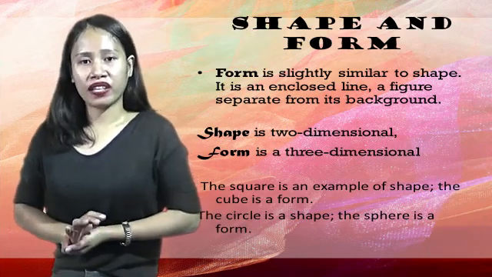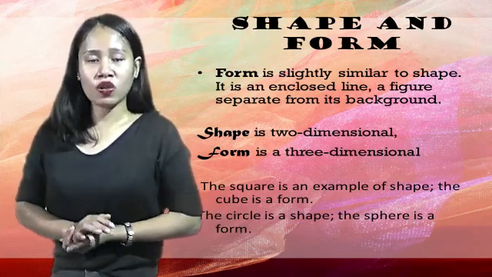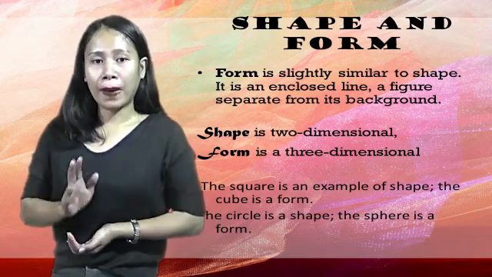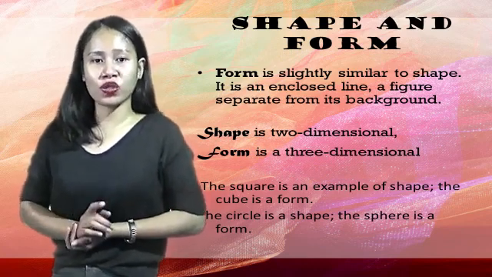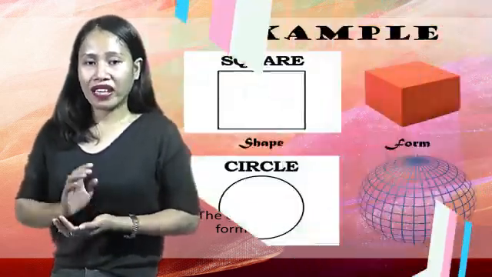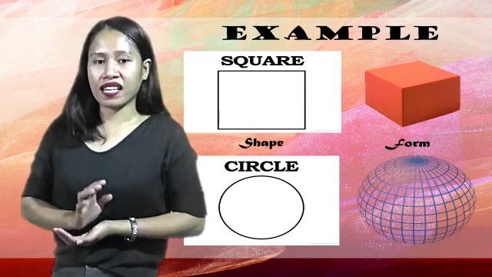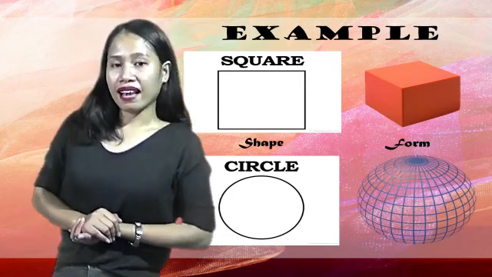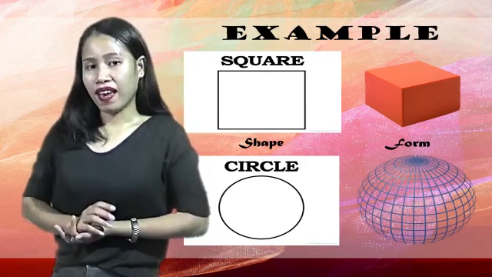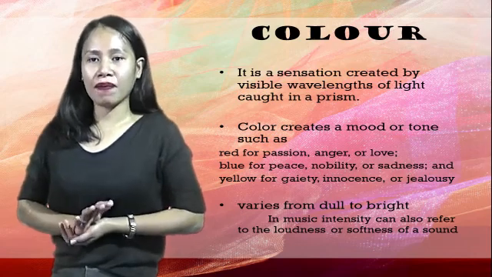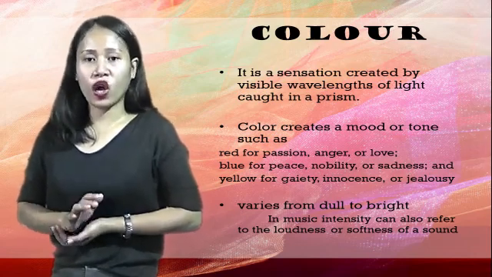Form is slightly similar to a shape. It is an enclosed line, a figure separate from its background. But remember that shape is two-dimensional while form is three-dimensional. For instance, the square is an example of shape and the cube is a form. Next, the circle is a shape and the sphere is a form. Next, we have the fourth element of art, which is color.